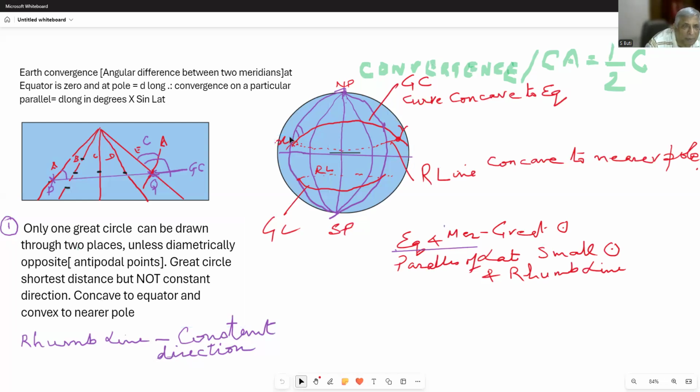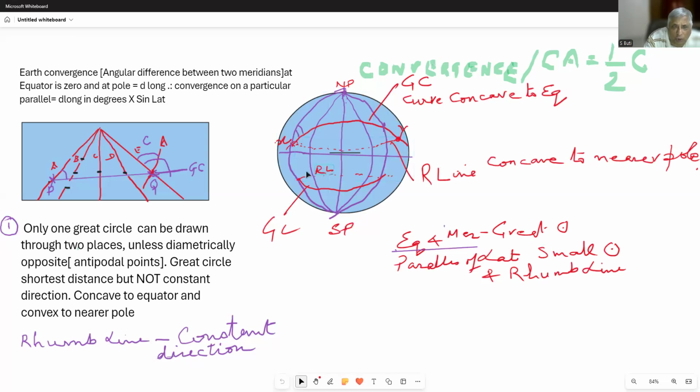A great circle is concave to the equator and convex to the nearer pole. This is the northern hemisphere great circle. And this is the southern hemisphere great circle. If we draw another imaginary line from X to Y, cutting all the meridians at the same angle, since the direction is measured from a meridian, that defines us the north. Since it cuts all the meridians at the same angle, it will give us a constant direction, but not the shortest distance.